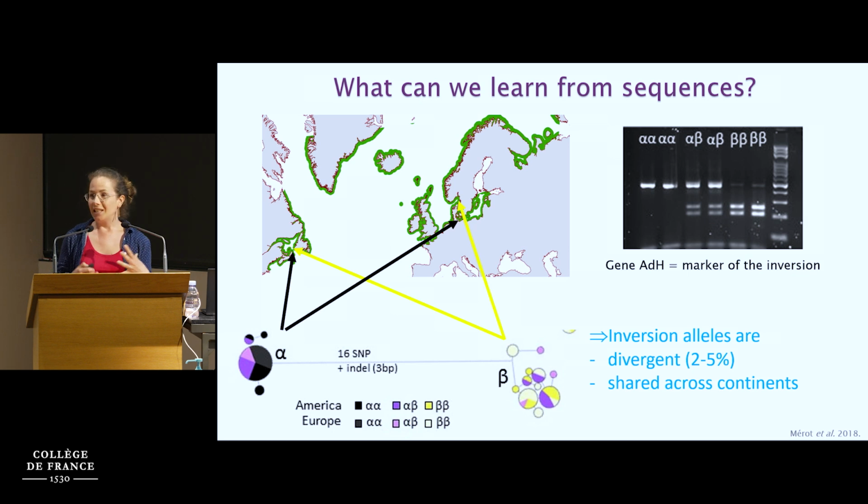So first, when I studied this system, it was no longer so easy to do allozyme. Maybe it's never been. And we tried to develop a genetic marker, focusing on one gene, which was a marker of the inversion. We first noticed that, when I studied the American population, they had more or less the same alleles as the European population. They had the same alpha allele and beta allele, which are the 2 arrangements of the inversion. But the 2 were super divergent, about 2 or 5% in coding region.